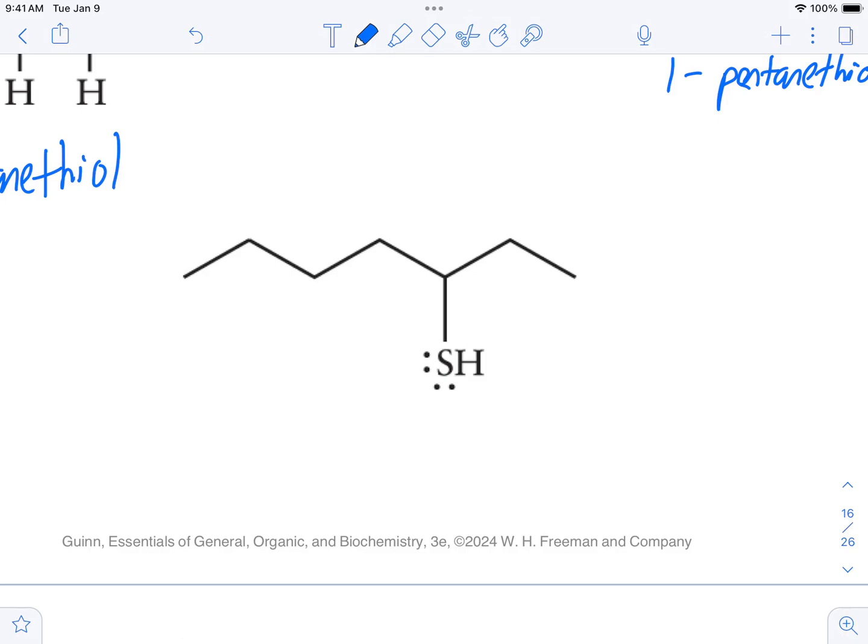And down here, this is my main chain of carbons. It looks like it's closer to the right, so I would start labeling from here. And there's 7 of them, so that's heptane thiol, and it's off the 3rd carbon.